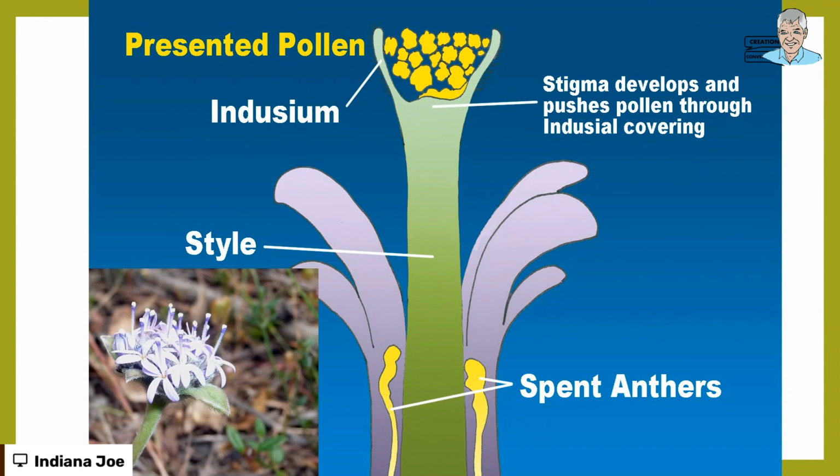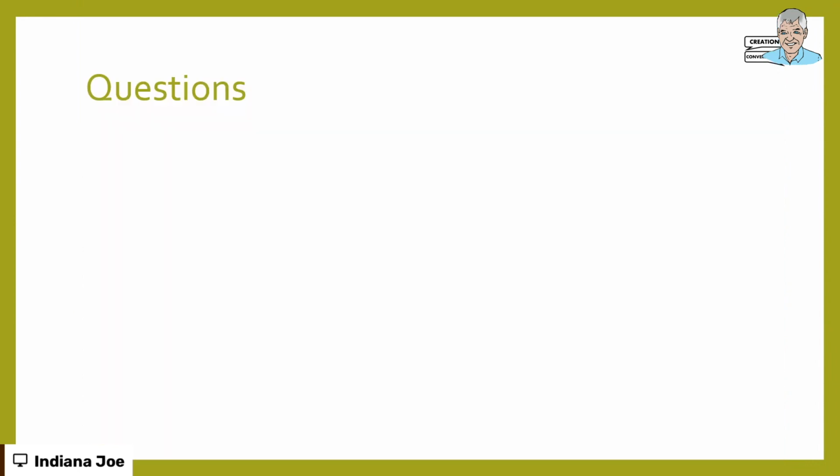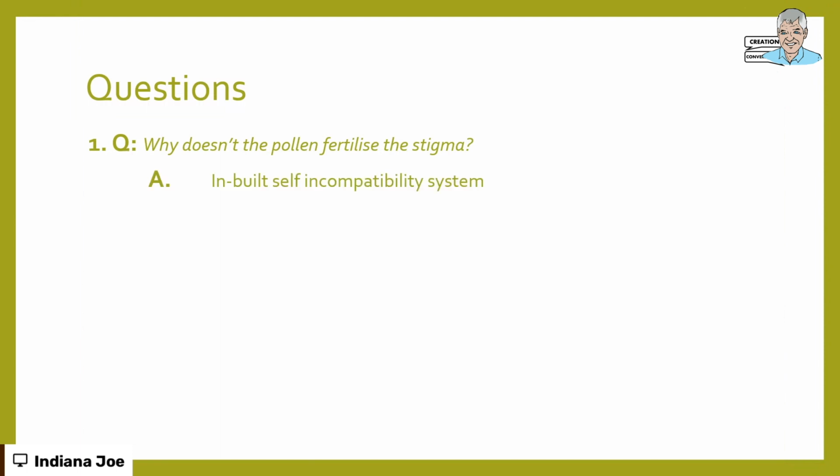Okay, so let's move to some questions that arise from this. First question is, why doesn't the pollen fertilize the stigma? Well, we've briefly mentioned that, the self-incompatibility system, and actually a lot of plants do have this. They can actually lose it in some instances. So put the answer up there, Sam. Sorry, I didn't have this organised earlier. So it has this inbuilt self-incompatibility system.